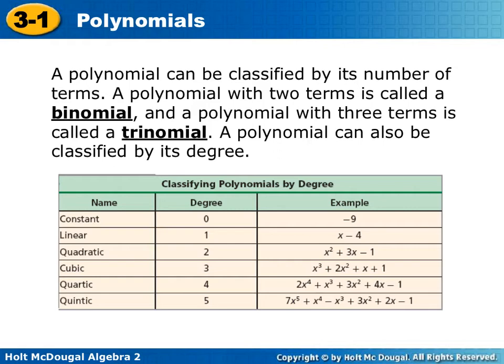A couple different binomials or polynomials. If you have 2 terms, it's a binomial. 3 terms is a trinomial. Anything usually greater than that, they'll just say 4 terms, 5 terms.